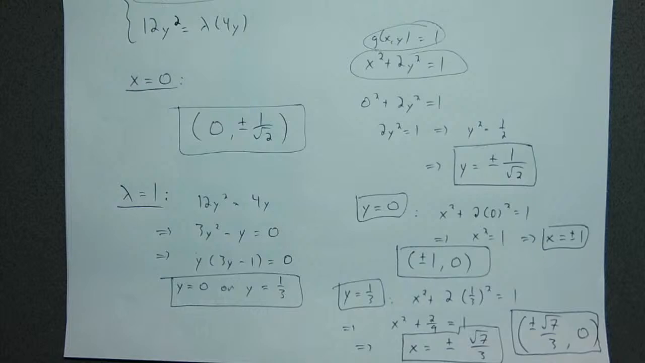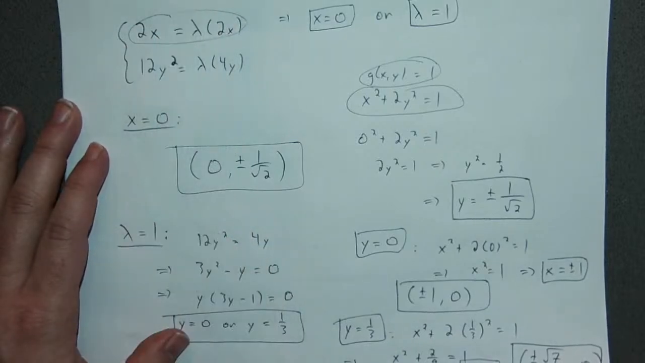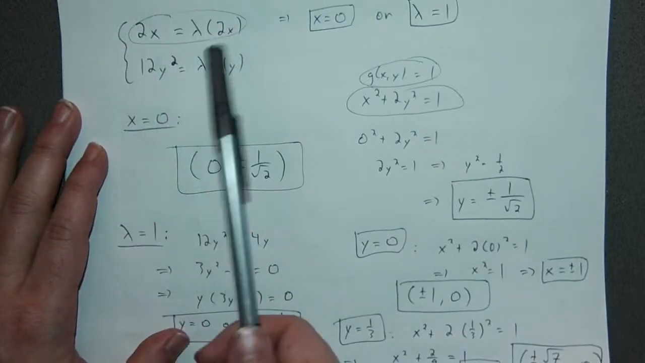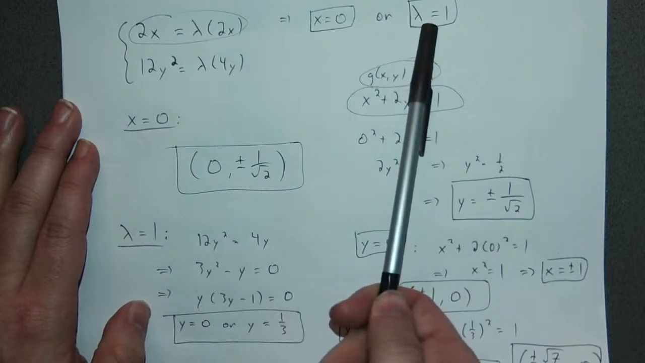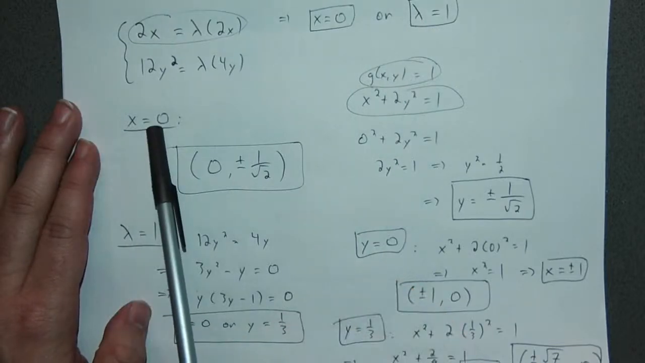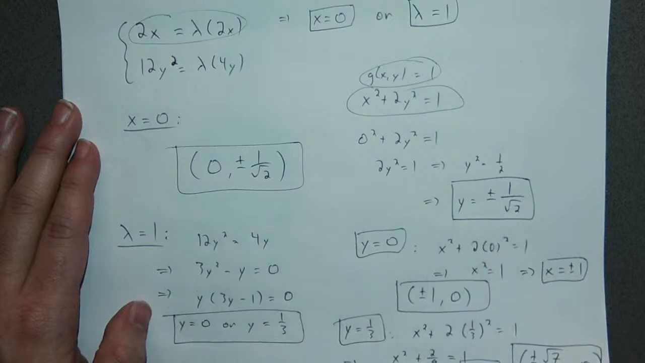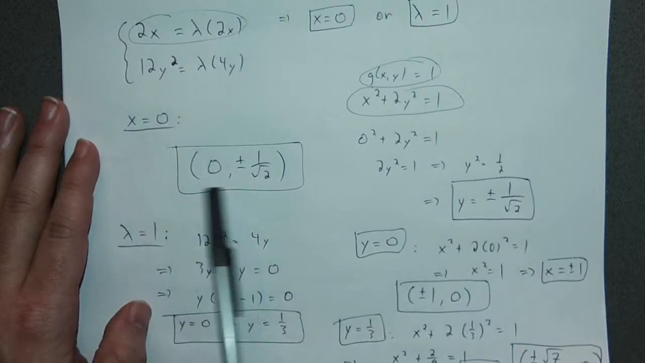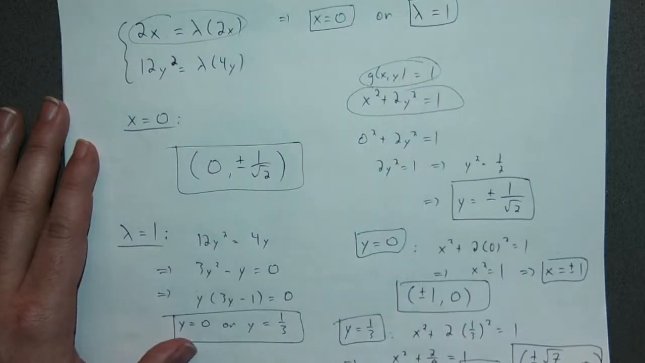Students always ask, how do I know when I'm done? How do I know when I've found everything? I trace back through. The first equation tells me exhaustively that there are only two possibilities: x is equal to 0 or lambda is equal to 1. If x is equal to 0, by the constraint equation, y must be plus or minus 1 over root 2. There's no other possibilities. So I get exactly 2 points here. There is another possibility, which is lambda is equal to 1. After I fully investigate this, then I'm done.